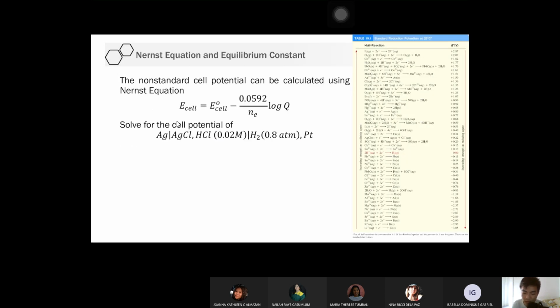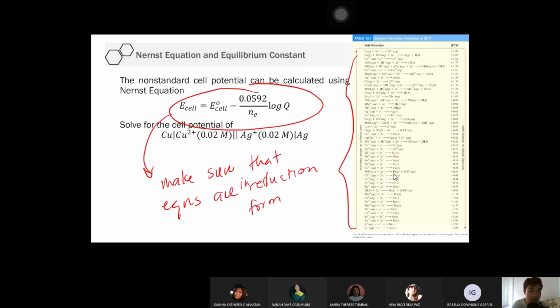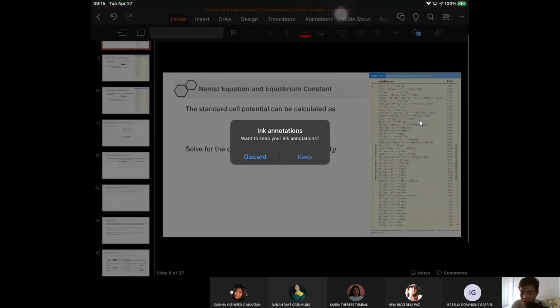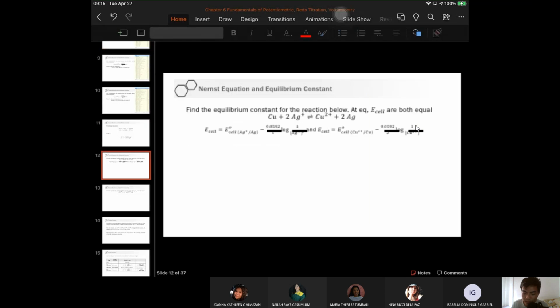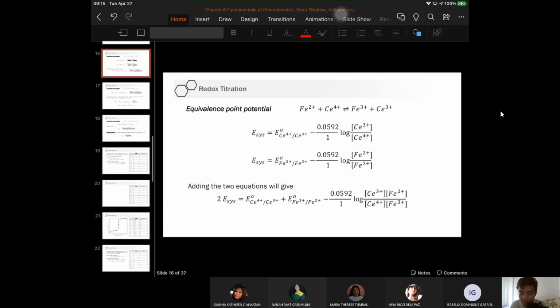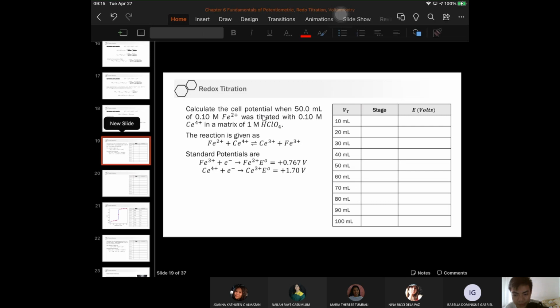Again, ano yung Nernst equation? Ito yan. This one. When writing the Nernst equation, make sure that your equations are in reduction form. So, dito kayo titingin sa table na ito. Tignan mo kung ano yung tsura ng reduction equation na yan. Okay? So, yan. So, ganun lang. Ayun lang naman. Then, yeah, yun lang. Always naka-Nernst equation tayo. Okay? So, that will be all for chapter 6, no?